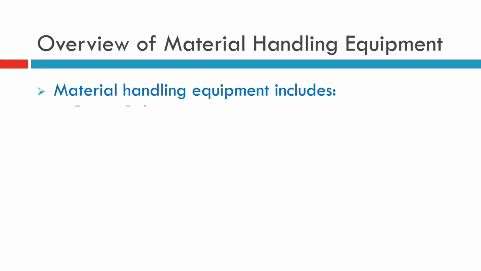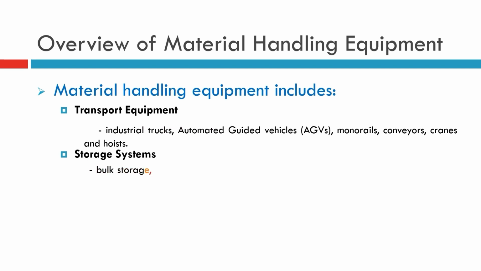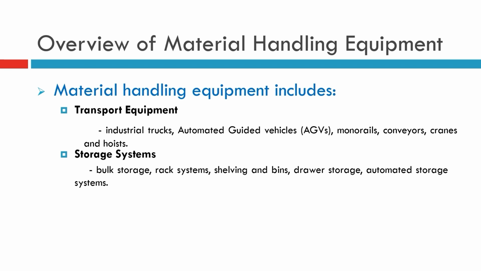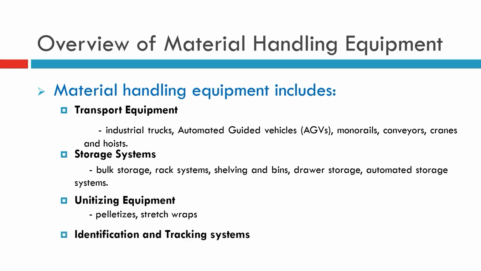Overview of material handling equipment. Material handling equipment includes: 1. Transport equipment - industrial trucks, automated guided vehicles, AGVs, monorails, conveyors, cranes, and hoists. 2. Storage systems, bulk storage, rack systems, shelving and bins, drawer storage, automated storage systems. 3. Unitizing equipment, palletizers, stretch wraps. 4. Identification and tracking systems, barcodes, lot number, manufacturing or production date.